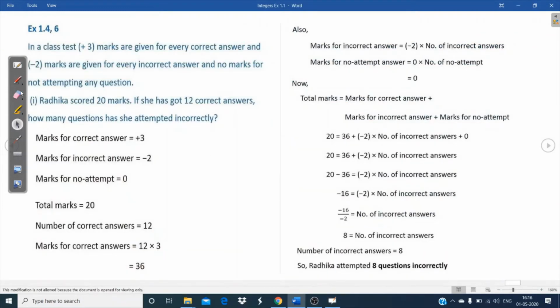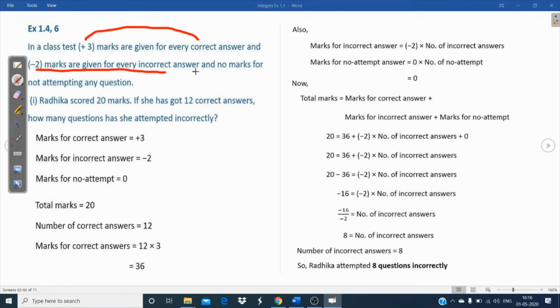Now, question number 6. In a test, plus 3 marks are given for a correct answer, minus 2 marks for an incorrect answer, and no marks for not attempting any question. Now, the first part: Radhika scored 20 marks. What is the total score by Radhika? 20 marks. If she got 12 correct answers, how many answers has she given correctly? 12. How many questions did she attempt incorrectly? So let's find out. What is given in the question?